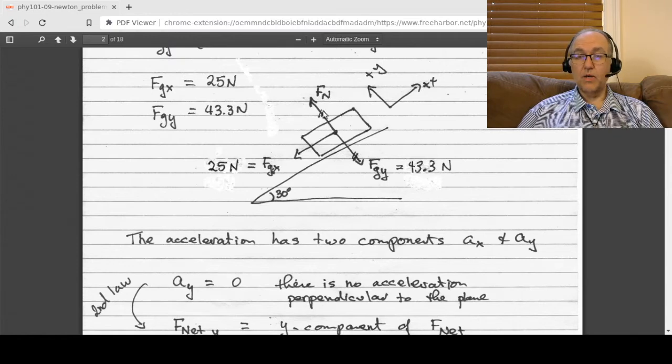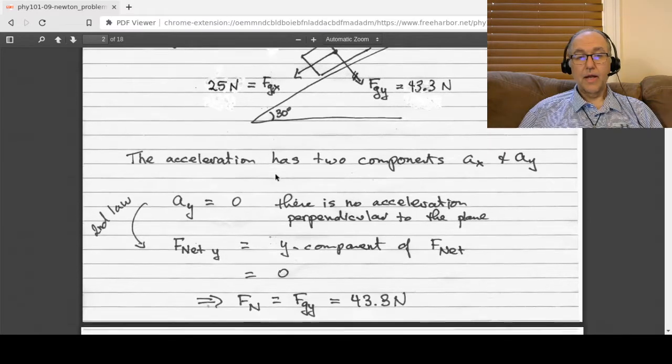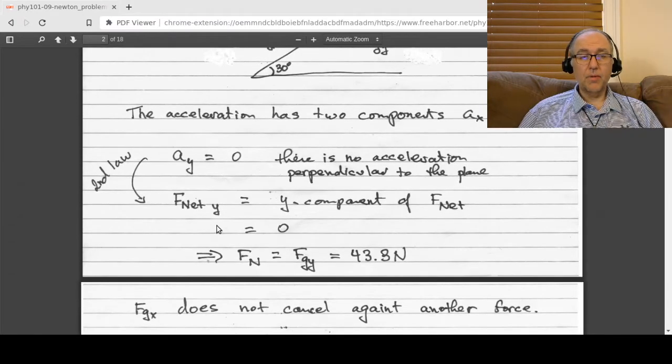Those two forces must cancel one another to give you a net F net in the y direction of zero. That tells you that Fn must be 43.3 so that it exactly cancels Fgy. So over here, that's the way we conclude. I have Ay equal to zero, and that implies that F net y must equal zero. That means Fn, the normal force in the positive y direction, must exactly equal Fgy, which is in the negative direction, and it's 43.3.